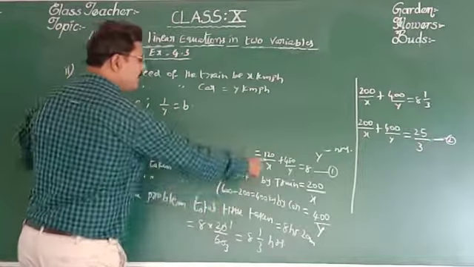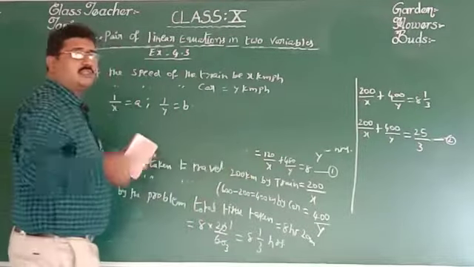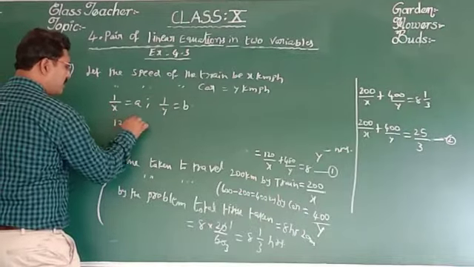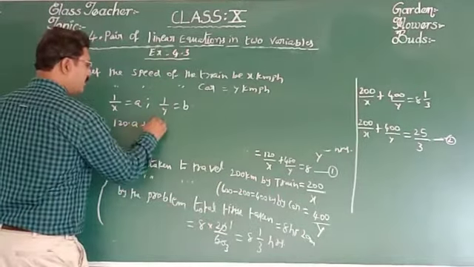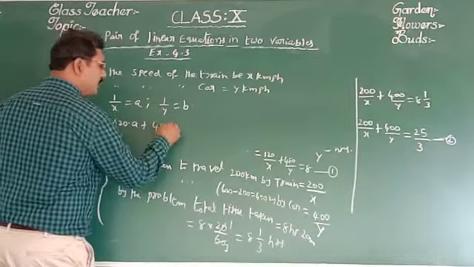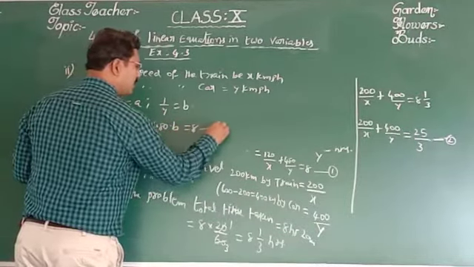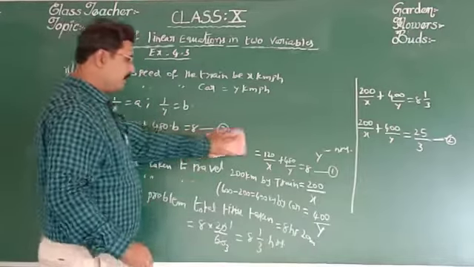Now equation 1 becomes what? 120 by x means 120 into 1 by x, that is 120a, plus 480 by y means 480 into 1 by y, that is 480b, is equal to 8. Now call it as equation number 3.